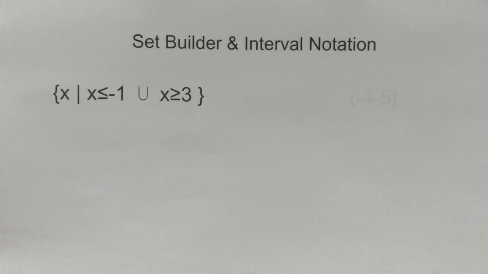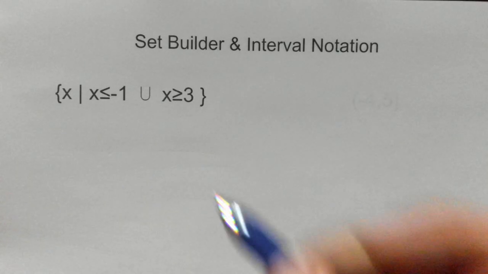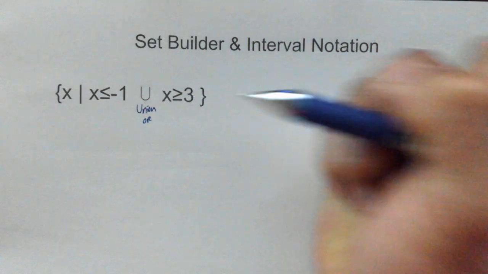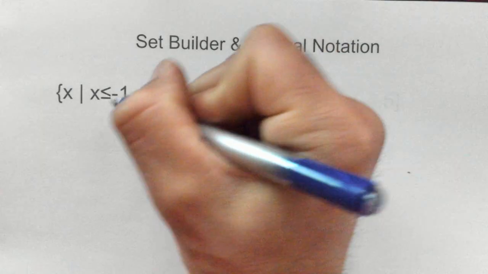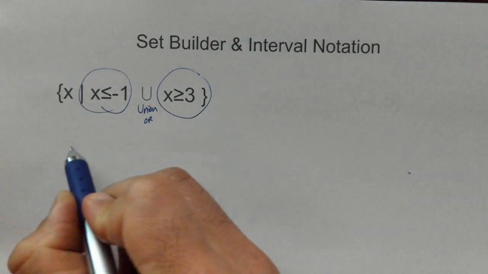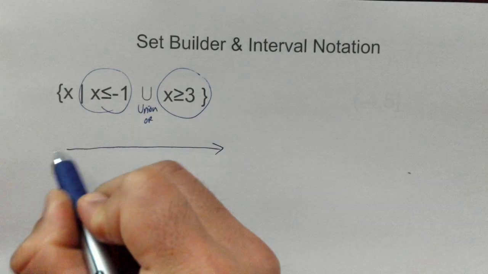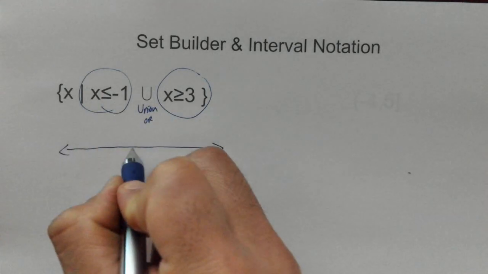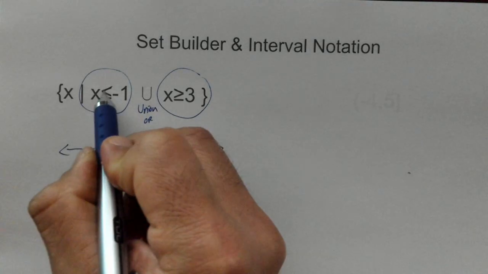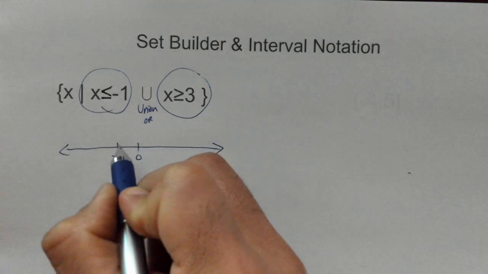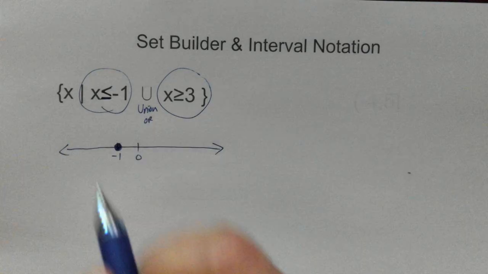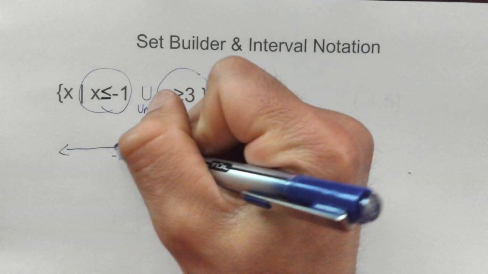Let's try a union example. So what does this tell me? This tells me it's the union. Or it's this set or this set. So let's draw them. Let's put everything in one number line. I'm going to start with the left side. At -1, which is over here, it's everything less than or equal to -1. So -1 is included because of the equal symbol. And it's everything less than. So we're going to shade it to the left.